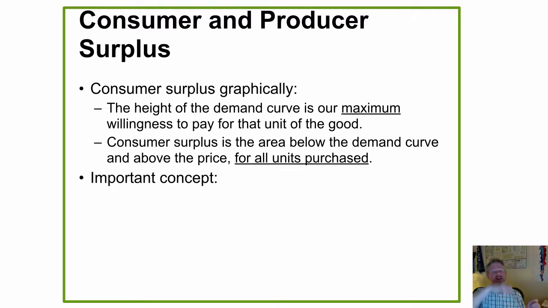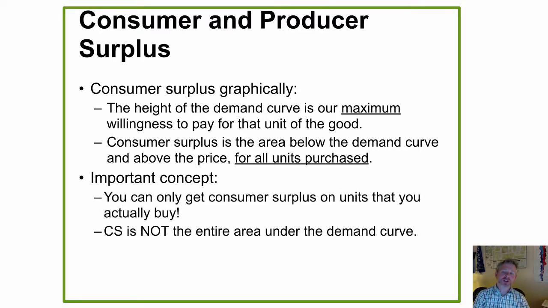So the first unit, someone has a really high willingness to pay. The second unit, a little lower. Third unit, fourth unit, fifth unit. So there are people with willingness to pay for the number of things on that demand curve. All right. So consumer surplus is going to be the area below the demand curve and above the price for all units purchased.